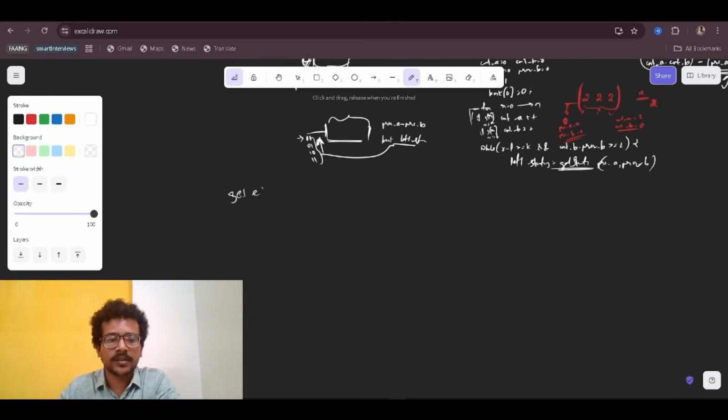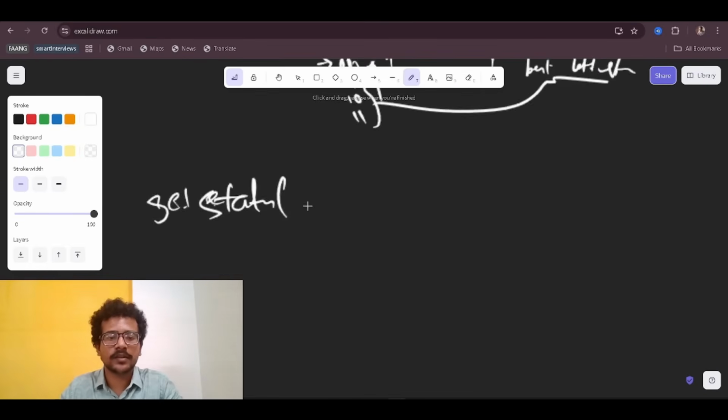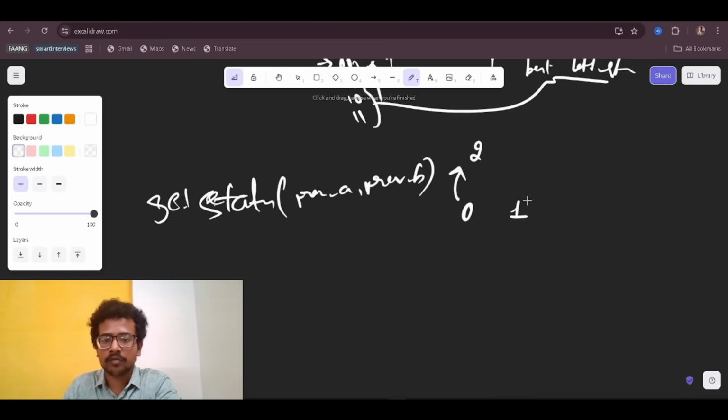Get status. I'm just getting this count of A as, let me name it, previous A, and previous B. Now if previous A is something like 0 and previous B is something like 1, that means A is considered for an even number of times and B for an odd number of times. Then 0 and 1 should be something like 0 and 1.